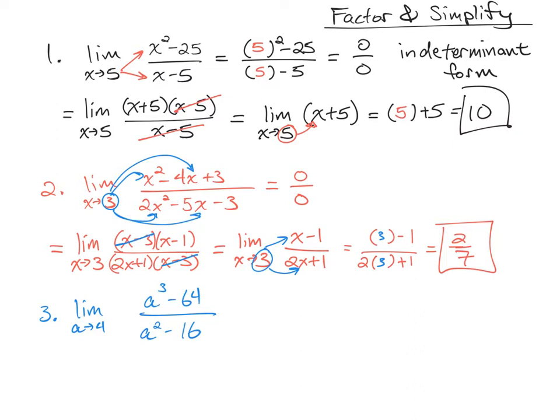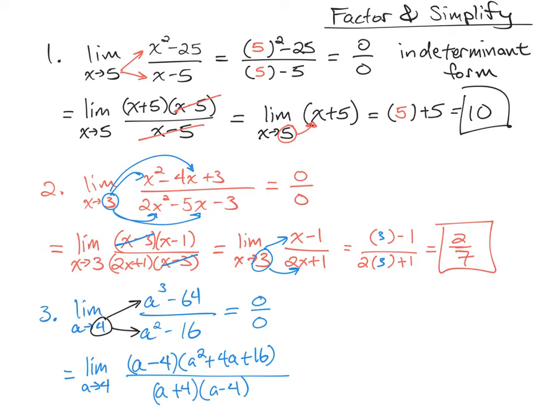In this last example, the limit as a approaches 4 of a cubed minus 64 over a squared minus 16. Again, if you directly substitute the 4 in for a, you'll end up with the indeterminate form 0 over 0. And that tells you that this fraction can be simplified somehow. With this example, you will need to know how to factor the difference of cubes. And when you factor the difference of cubes and in the denominator factor the difference of squares, you will get the following breakdown.